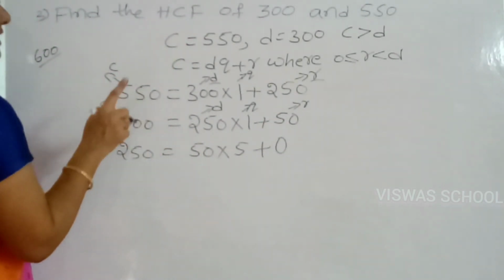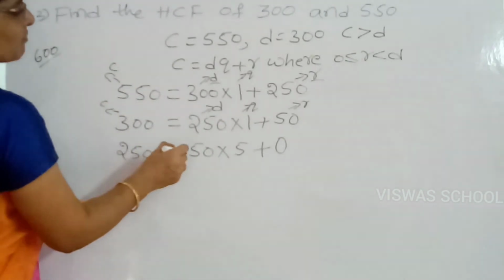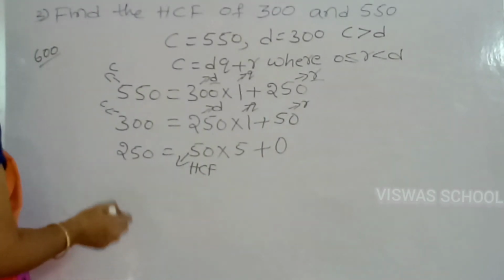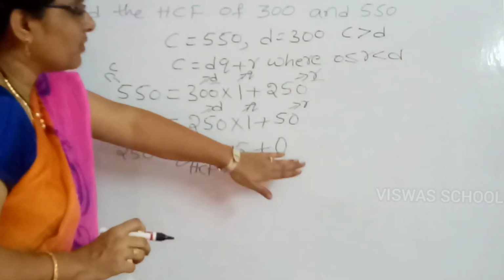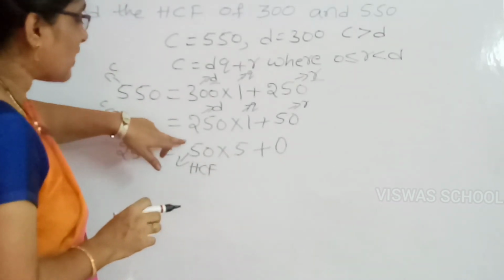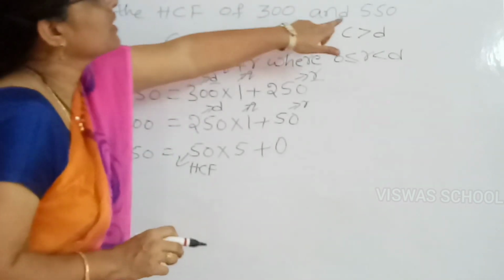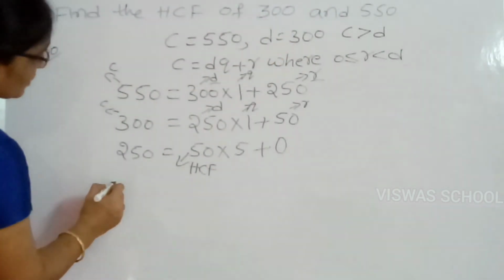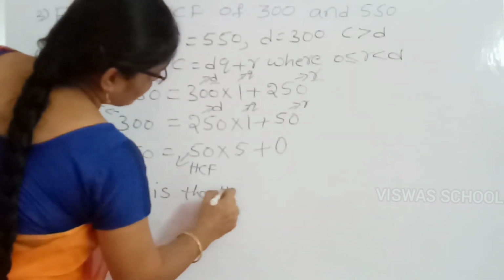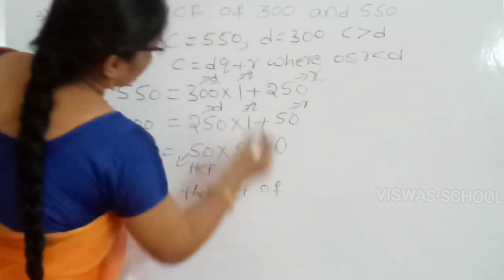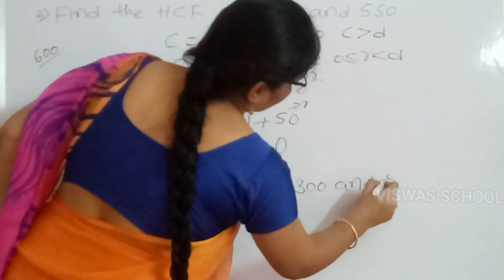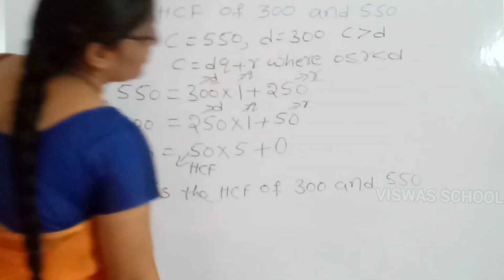Okay, which one is the HCF at this stage? This D is the HCF. That means where we get the remainder 0, at that stage this divisor is the HCF of the given numbers. That's why here 50 is the HCF of 300 and 550.